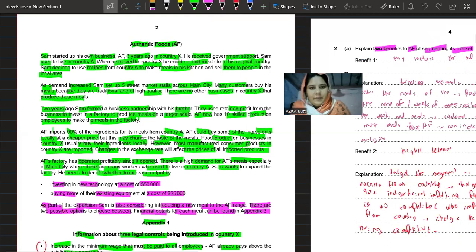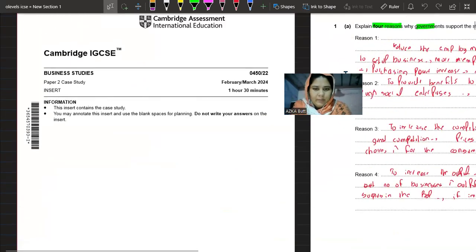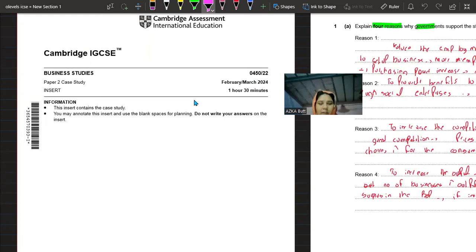Okay, so this is the Feb March paper, and this paper is O-level business, as you can see. This is paper 2, O-level business, Feb March 2024. So this is a research paper, and we have a case study that we have to read. After reading it, we have to solve four questions, and each question has two parts. The first part is 8 marks, and the second part is 12 marks.